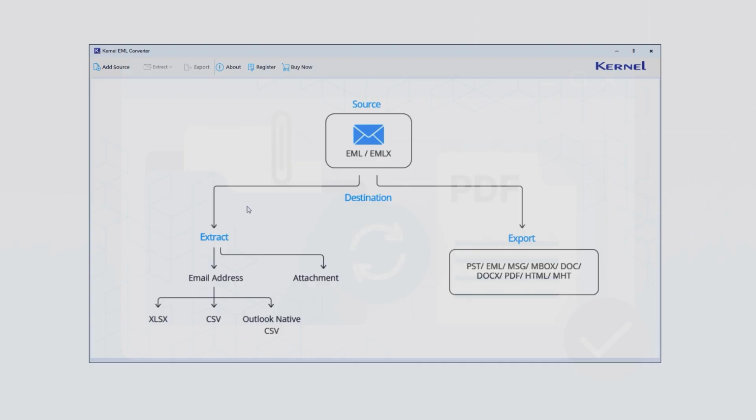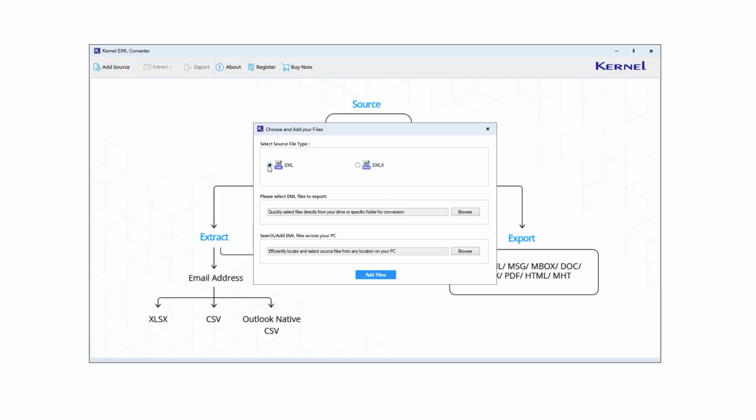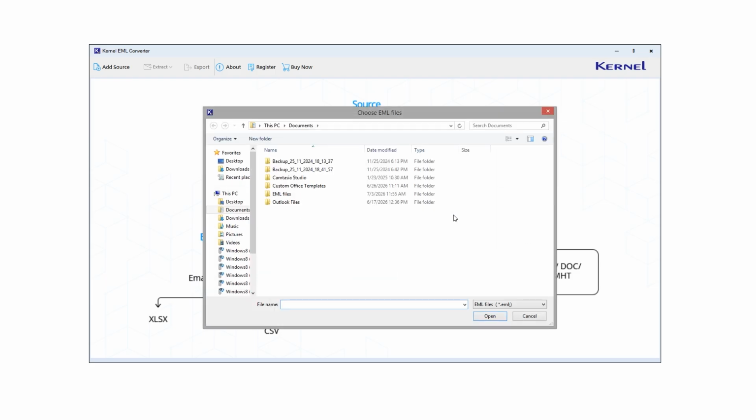Launch Kernel EML Converter and click on the Add Source button. The tool allows you to select EML and EMLX as source file types. Click on Browse next to Please select EML files to export if you know the location where your EML files are stored on your system. Click on Browse next to Search Add EML files across your PC if you don't know the location where your EML files are stored on your system.